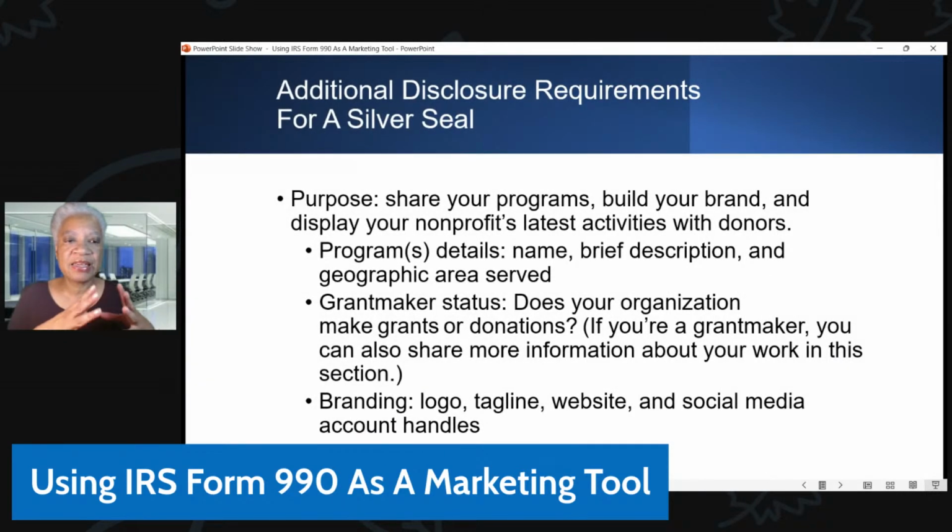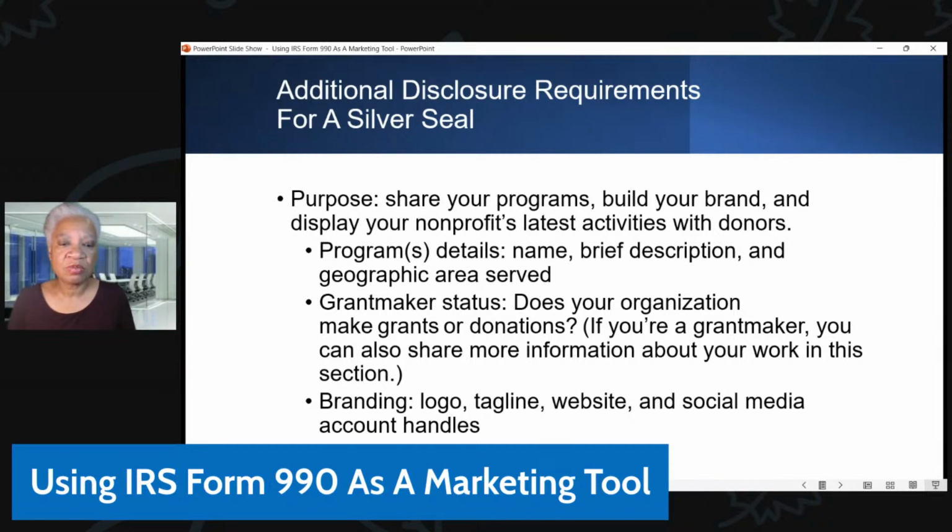All right. So to get the silver seal, you're going to have to provide everything that you provided under the bronze. And the purpose there is to share your programs, build your brand, and display your nonprofit's latest activities with donors. So, in addition to everything you share with bronze, you're going to be sharing program details such as your name, brief description, and geographic area served. And this is really going to be an even better narrative than you can provide on Form 990, even if you are going into a lot of detail on Form 990. You can be more creative and artistic in your presentation here.